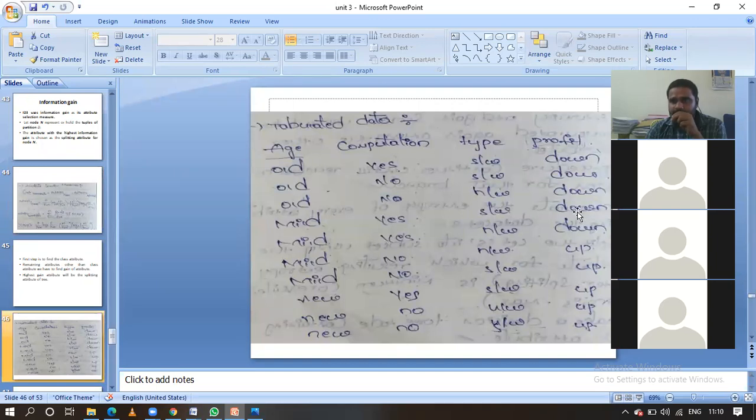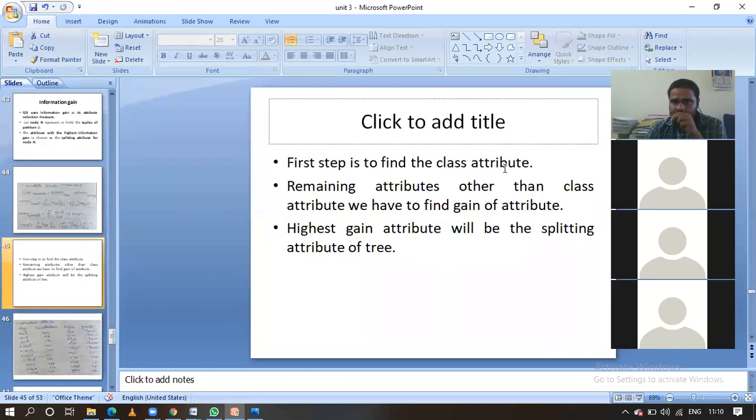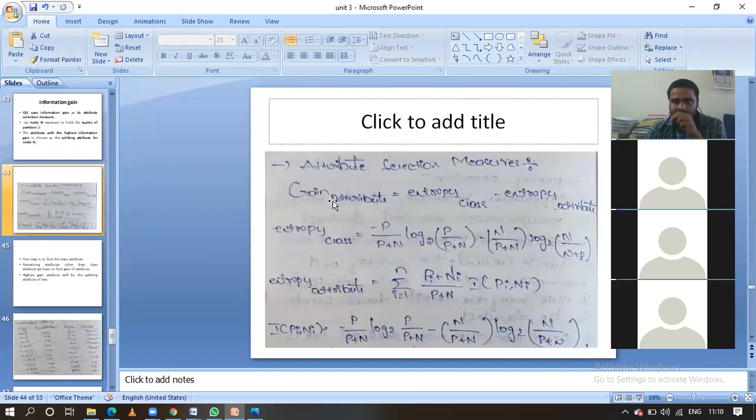Why? Finally, whether we get a profit or not, that is the deciding factor, right? Okay, the class attribute is profit. We found out the class attribute. Here the profit is the class attribute. All the remaining attributes guys, we have to calculate the gain of that attribute.